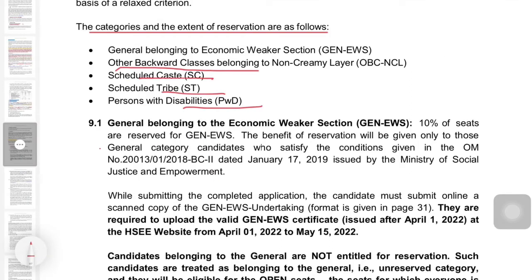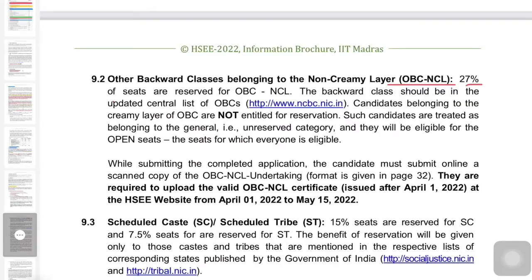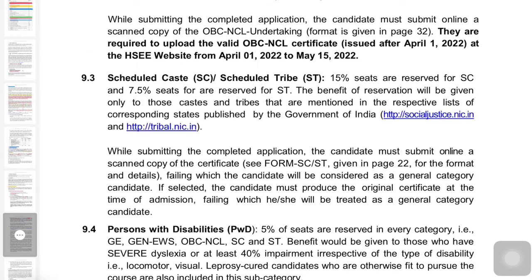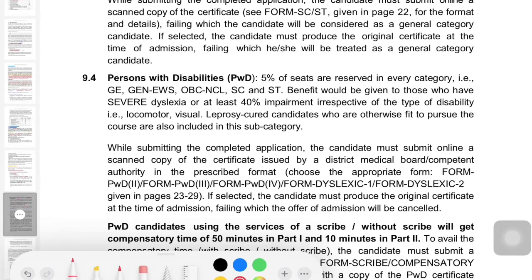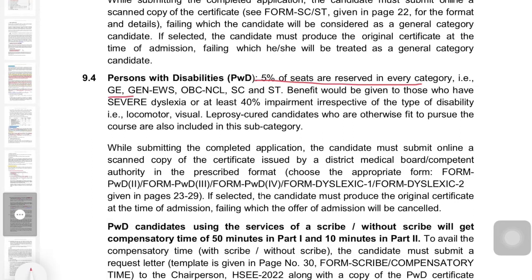The first one we need to discuss is the general category belonging to the economic weaker section. For them, 10% of seats are reserved for the general EWS. And for the OBC NCL category, 27% of seats are reserved. Students belonging to the SC category will have 15% of seats reserved, and students belonging to the ST category have 7.5% of seats reserved. And for persons with disability, 5% of seats are reserved in every category, that is general, general EWS, OBC NCL, SC and ST.